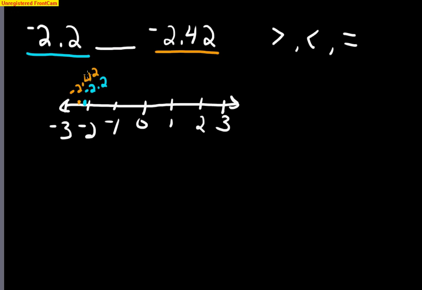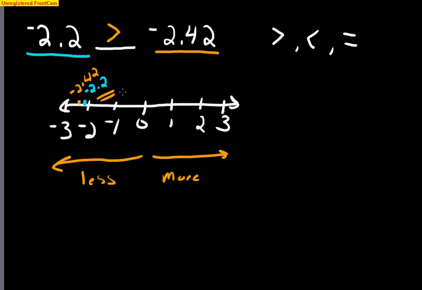And it's going to ask you, is it greater than, less than, or equal to? Well, in this case, the farther you go left, remember that, the number is less. And the farther you go right, the number is more or bigger. So if we look at this, it's the one that's closer to 0 that's going to be the bigger one. So 2.2 is the bigger one. So the appropriate symbol is greater than. So a negative 2.2 is greater than a negative 2.42.